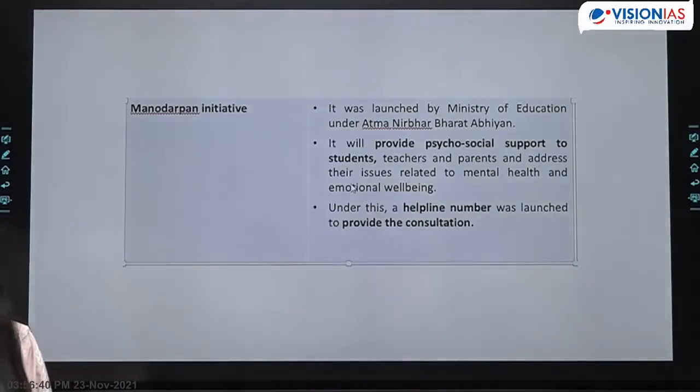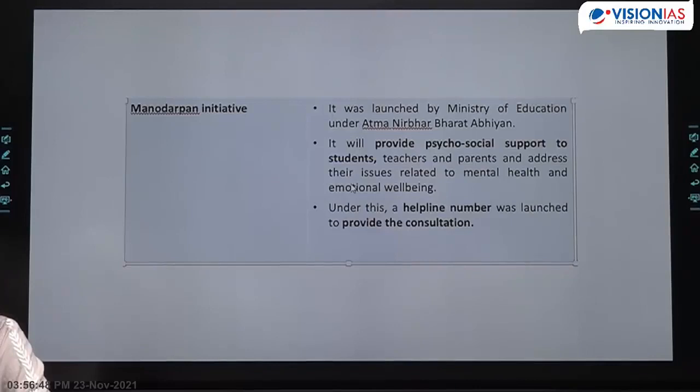This is the initiative which was taken by Ministry of Education under Atmanirbhar Bharat Manodarpan initiative to provide psychosocial support to the students, teachers, parents, and to address the issues related to mental health and emotional well-being.